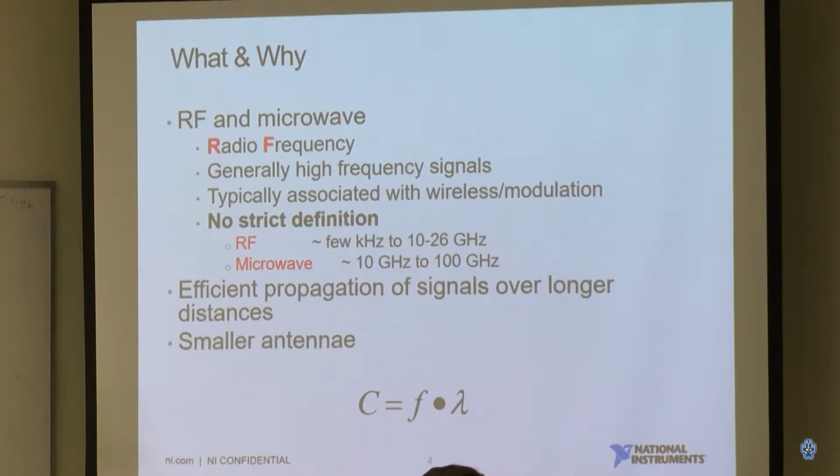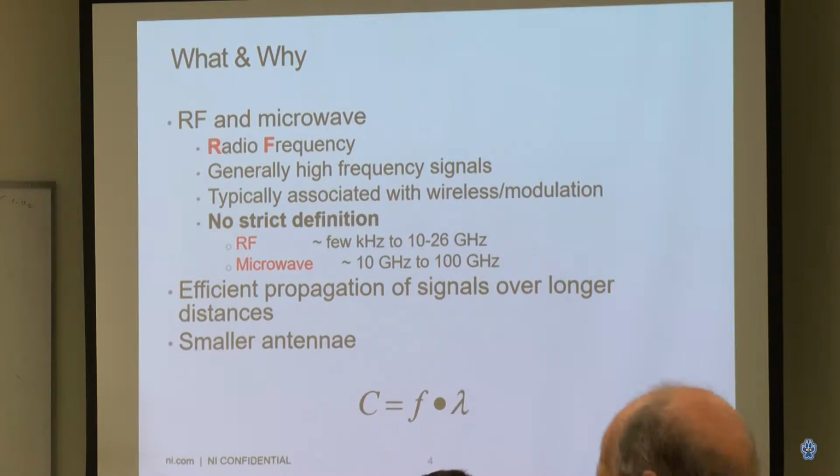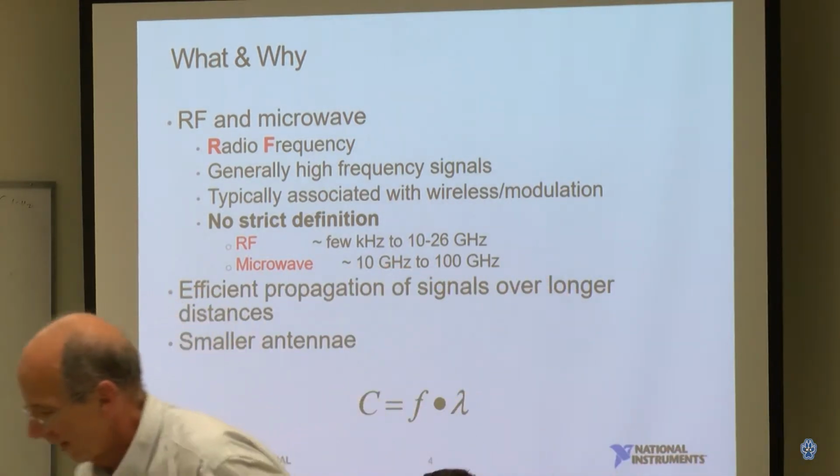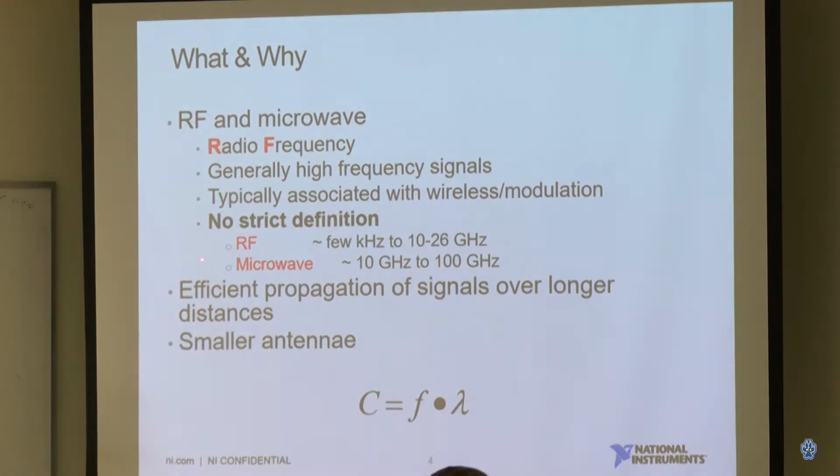So what does RF mean? RF means radio frequency, and generally it's a high frequency signal, typically associated with wireless and modulation. But you usually hear RF and microwave. They cover different frequency ranges, but there's no strict definition. RF can go from a few kilohertz up to 26 gigahertz, and microwave can start from 10 gigahertz up to 100 gigahertz.